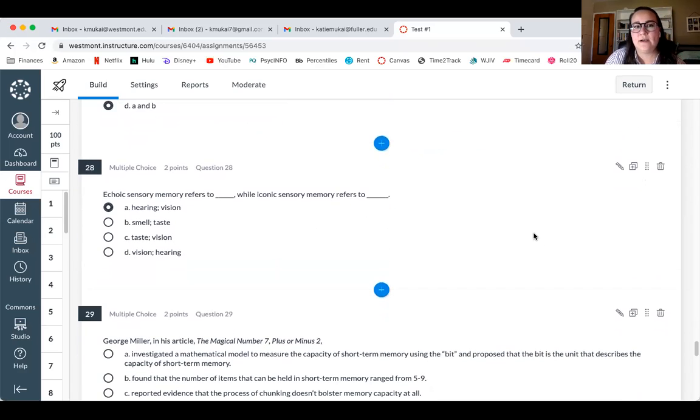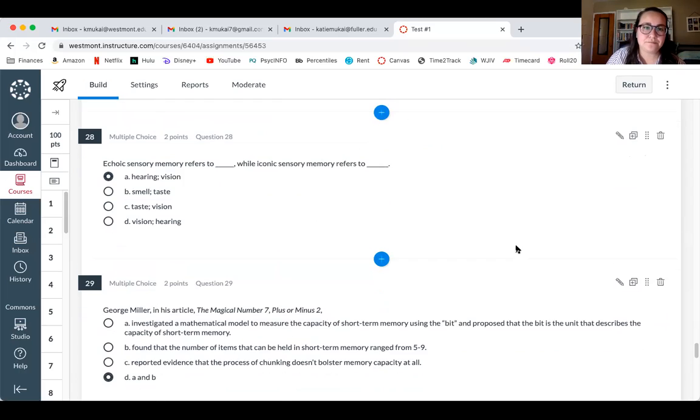For 28, echoic sensory memory is hearing. So it's kind of in the word there, echoes, right? You hear echoes. Whereas iconic memory or icons are things that you see, so vision. So A is the correct answer there.